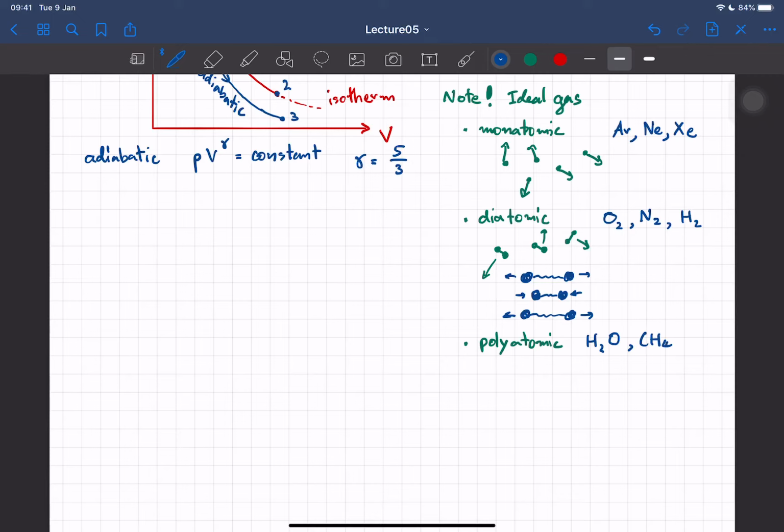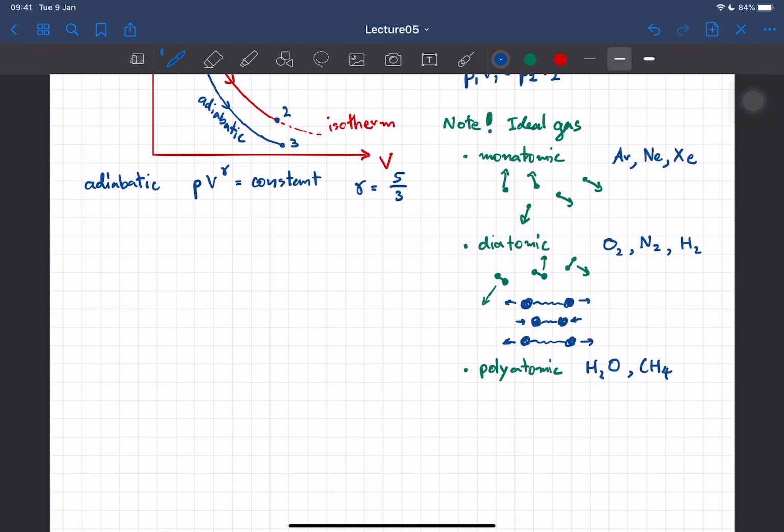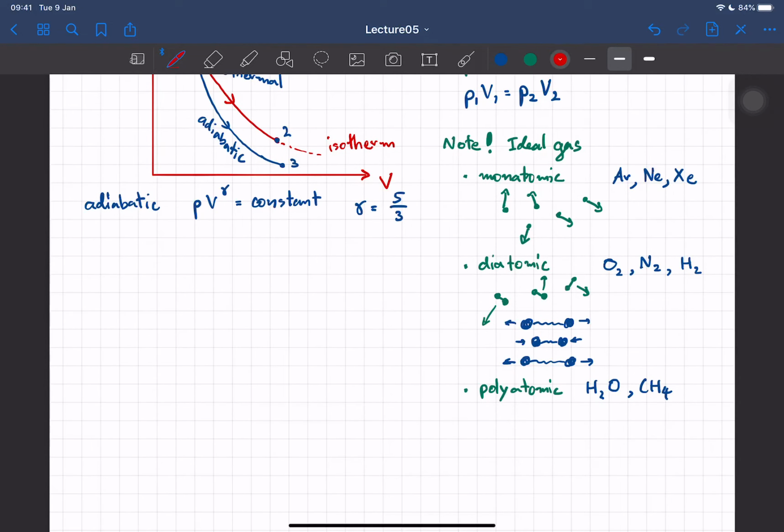And also if you talk about methane, right, that's 5 atoms. So this one is even more complicated because the way it can rotate and the way it can vibrate can be a lot more than just diatomic gas. Okay, but anyway, we're going to talk mostly about monatomic gas.